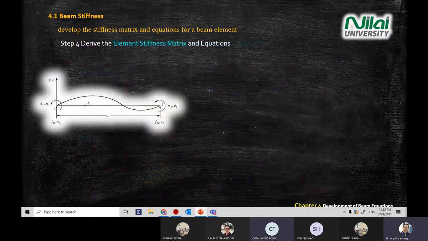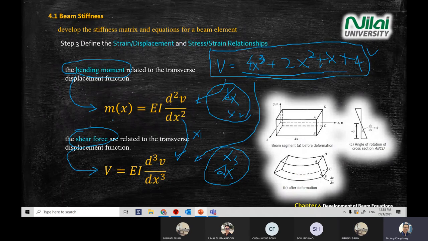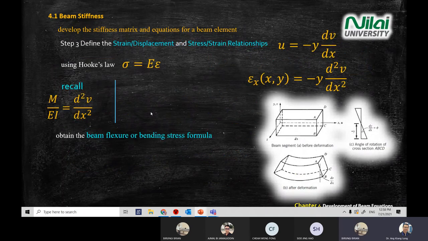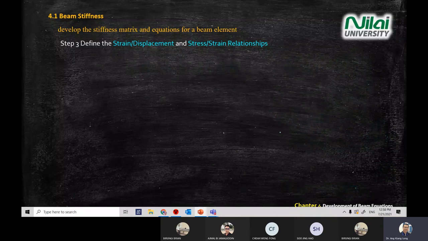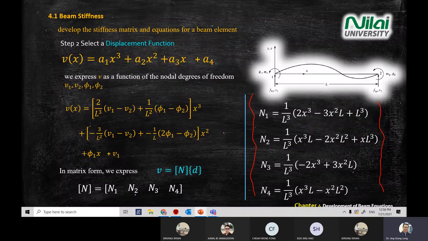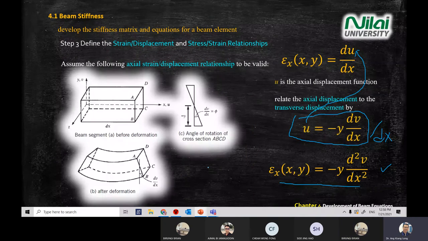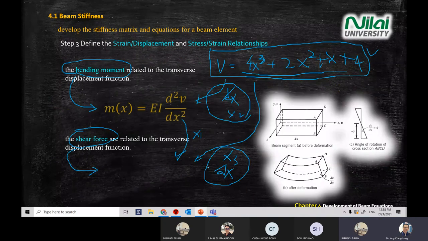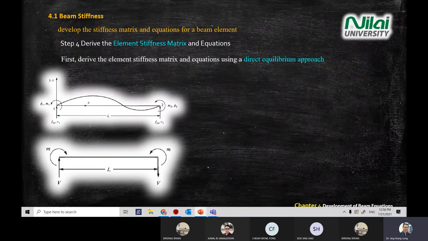Sure, sir. All right. So the next one, after you get the M, the bending moment, shear force, the U, and the shape function just now, there are lots of equations. So you're going to link this in a very big matrix. We call it the stiffness matrix. So first, how we derive the stiffness matrix.